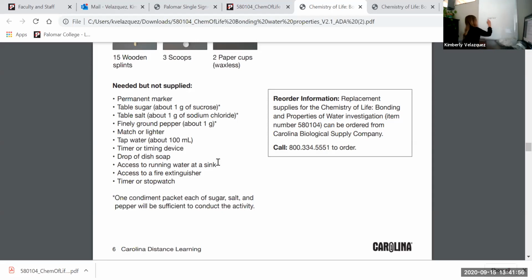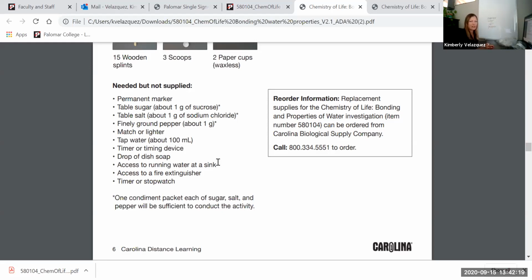You do need some sugar. And okay, fake sugar doesn't work. You need actual sucrose. Sucrose is a disaccharide. We call it table sugar. You can't have any fake version of sugar. It needs to be the real thing. You need a little bit of salt, a little bit of pepper, and those are all used for different parts.